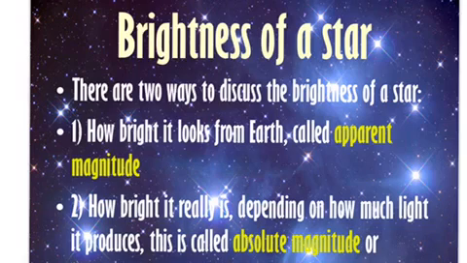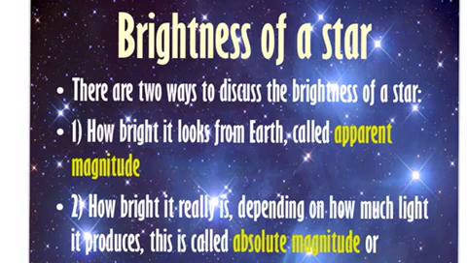There are 2 ways to discuss the brightness of a star, or the luminosity of a star. Number 1 is its apparent magnitude. That's how bright the star looks from Earth. So how bright it appears from Earth is called its apparent magnitude. You can remember this because the words appears and apparent are very similar. So the apparent magnitude is the way a star has its brightness as it appears from Earth. For example, our sun looks really, really bright from Earth because it's so close.